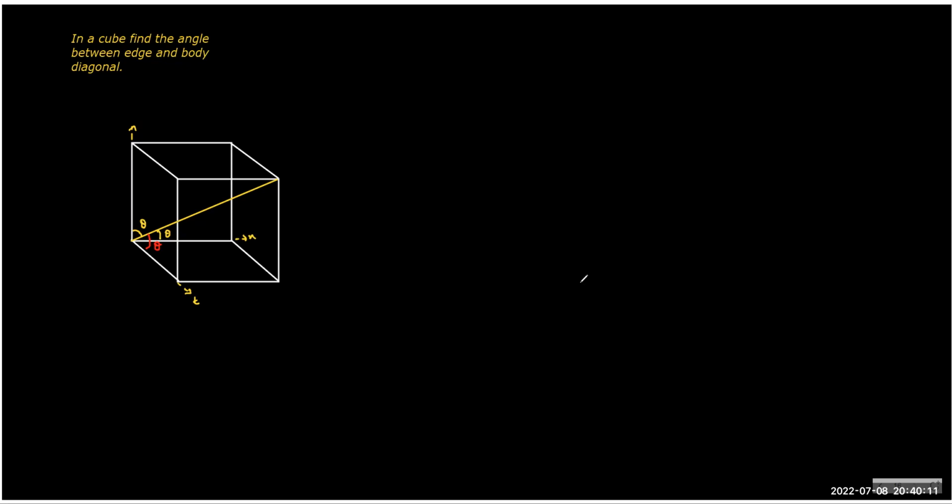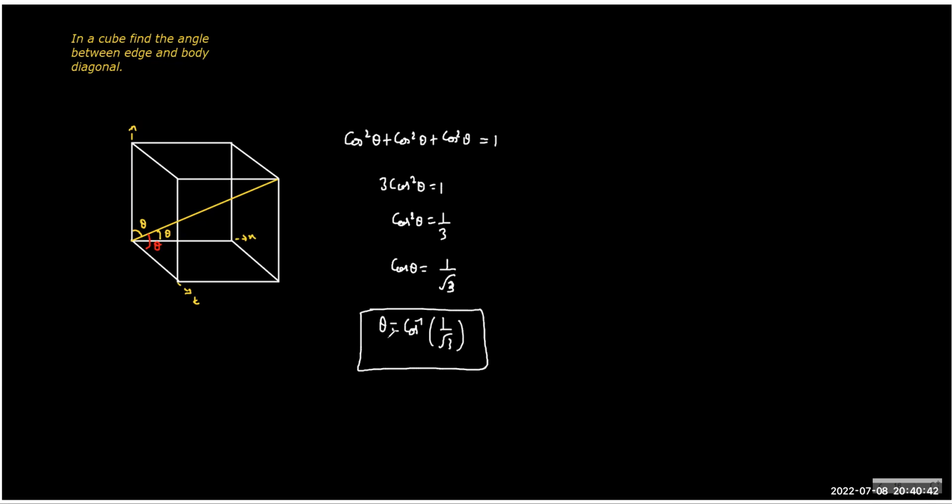So all got the answer. So what can we write? Cos square theta plus cos square theta plus cos square theta, because all are the same, must be equal to 1. So 3 cos square theta is 1. So cos square theta is 1/3. So cos theta turns out to be 1/√3. So theta you can write as cos inverse of that, and of course it's not 45 degrees, right? It is certainly not 45 degrees, isn't it?